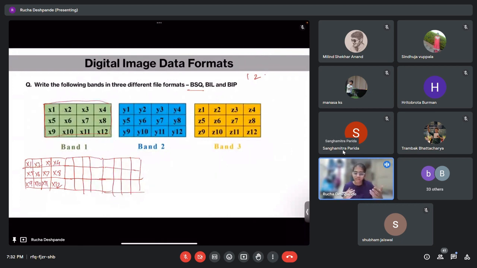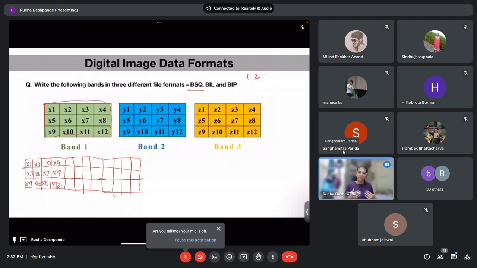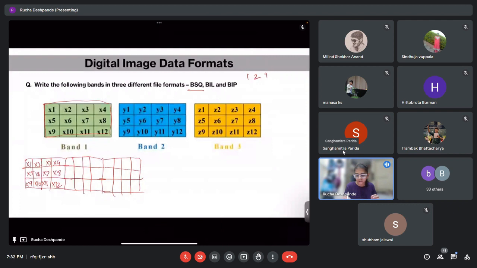So there are different ways in which this data file format can be arranged. These are the different types in which we will arrange different bands, right? So in band sequential, we have band 1 completely, then we have band 2, y2, y3, y4, y5. All right, and then the third band we have.